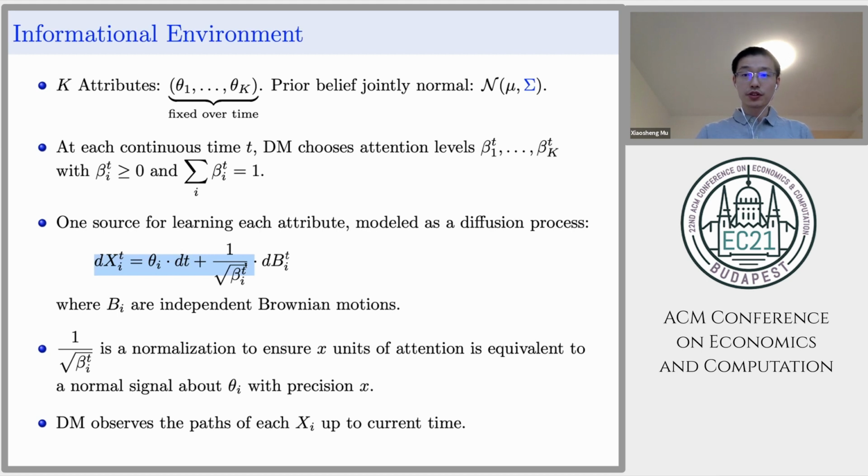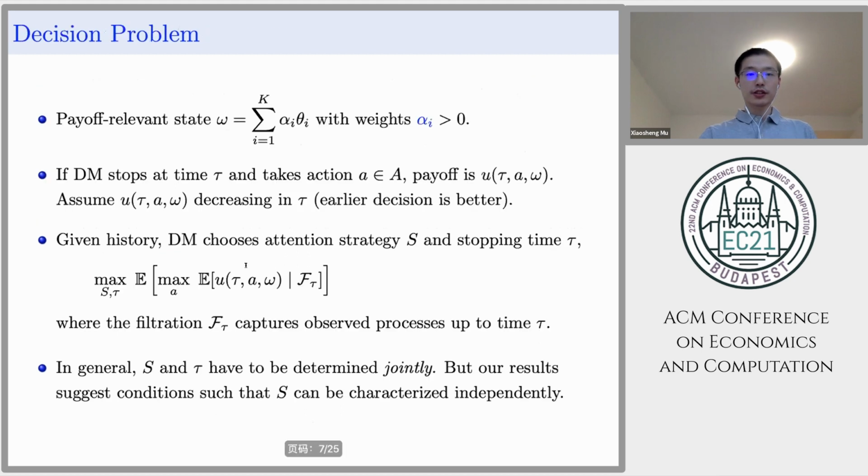The decision maker observes the path of these diffusion processes up to the current time, and at some endogenous time will decide to stop and take a decision. Now, ultimately, we assume that the decision maker does not care about the attribute values per se, but rather cares about a single linear combination of them, which I denote by omega. It is the weighted sum of these attribute values with weights that are strictly positive.